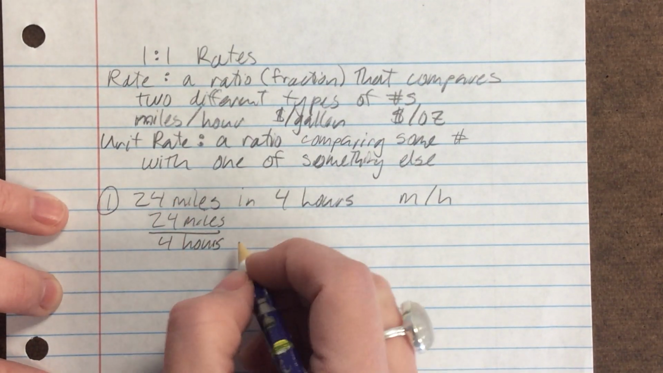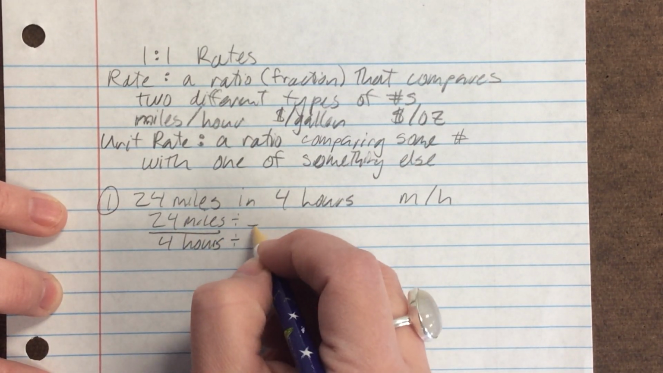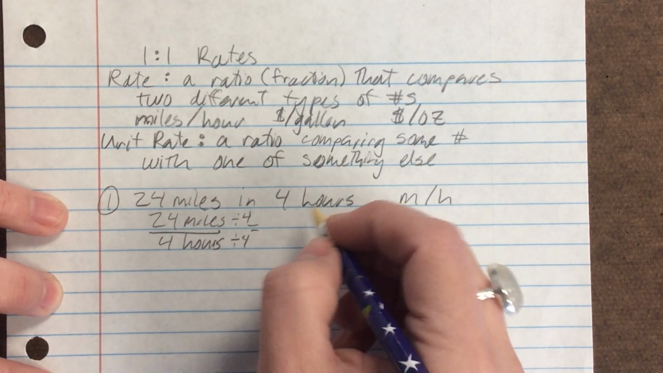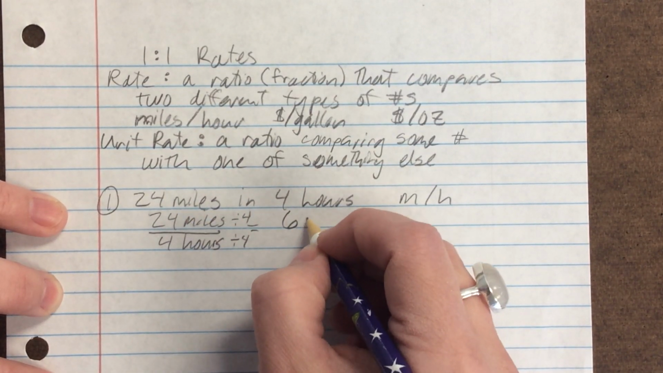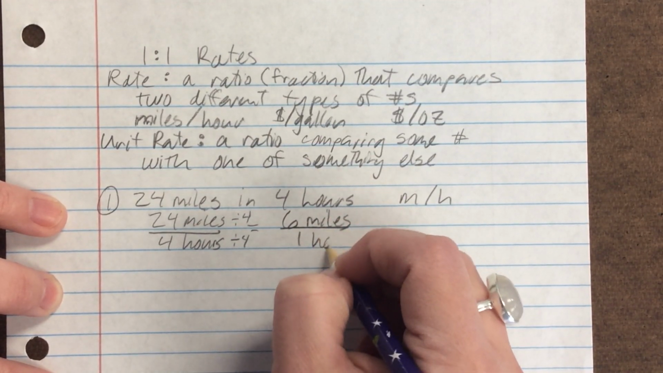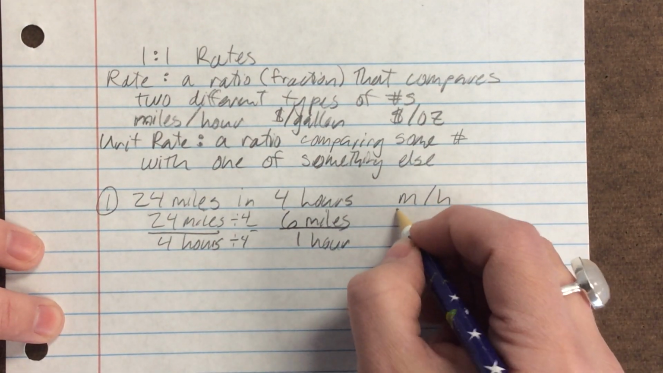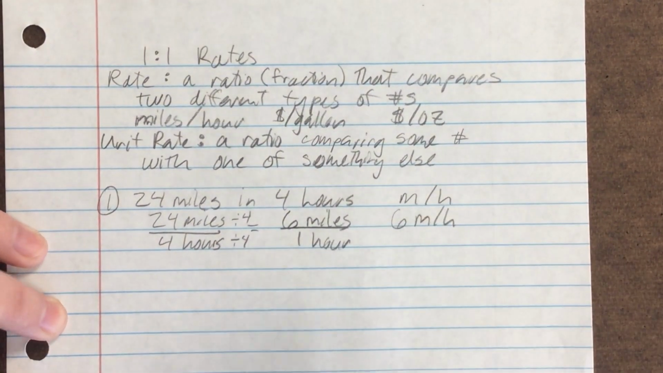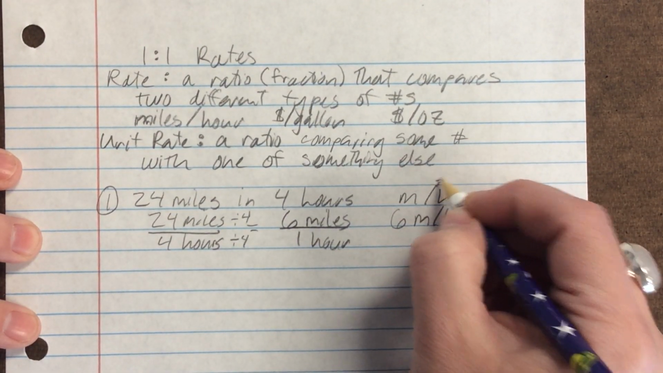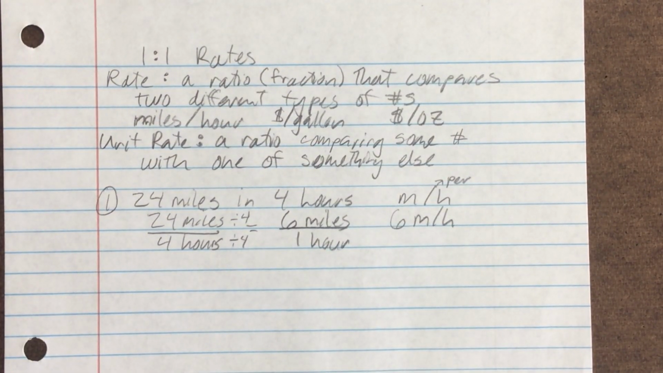Okay, now we want to turn our bottom number into 1. So we're going to divide. Basically, we're dividing both the top and the bottom by the bottom number, which is 4. 24 divided by 4 is 6. So 6 miles in every 1 hour. Or we would write that 6 miles per hour, like that. Per is that dividing line. When you hear the word per, think of the dividing line.